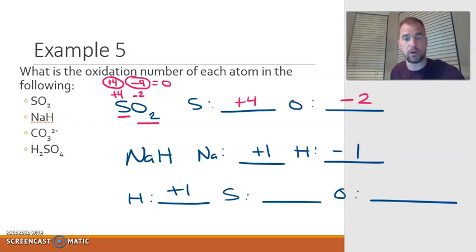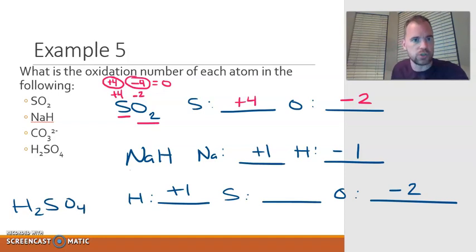I also know a rule for oxygen. Oxygen's always going to be negative 2 unless it's bonded to fluorine or a peroxide. In this case, it's neither. So that's the oxidation number there. And then we're going to do a little math to figure out what the oxidation number should be for sulfur. So to do that, I'm going to write H2SO4 out here to the side, get a little bit larger.